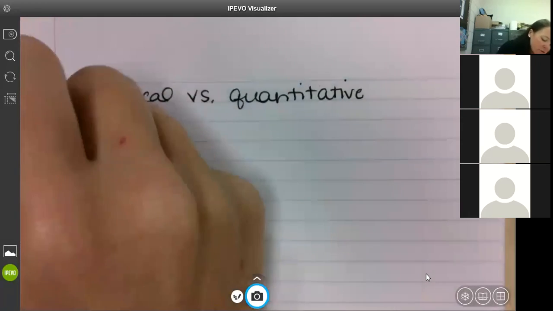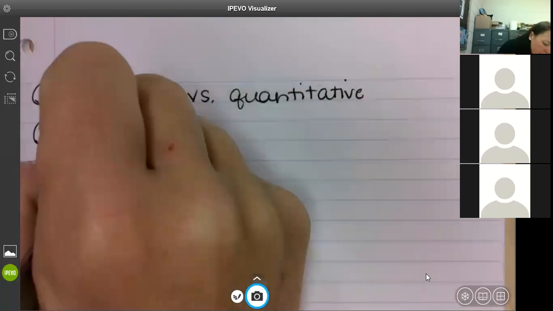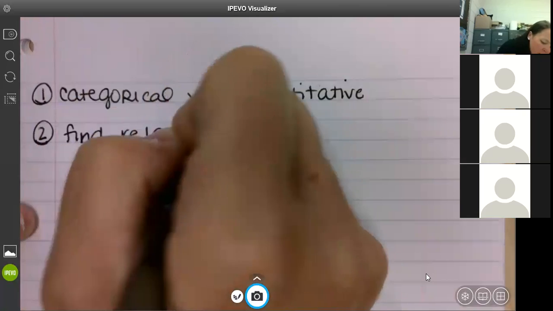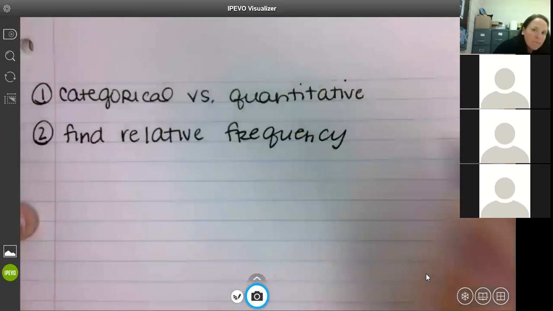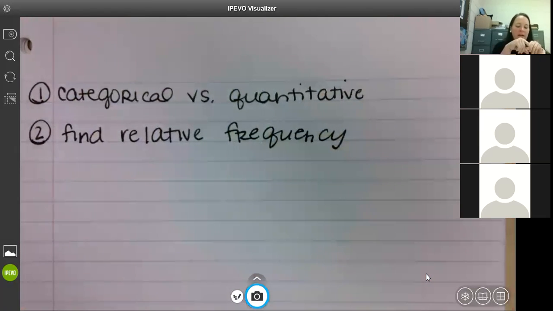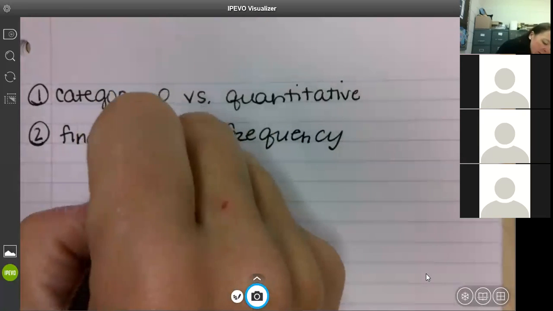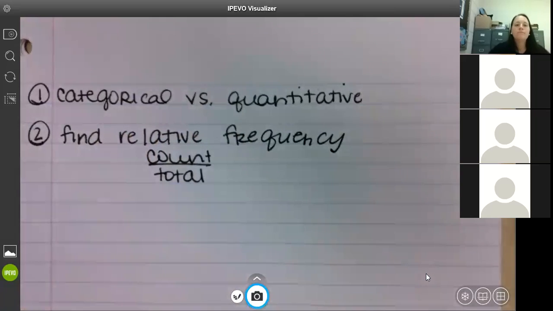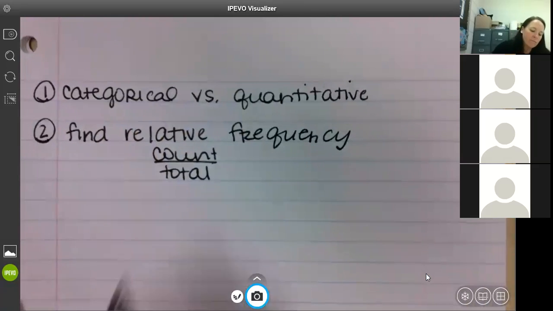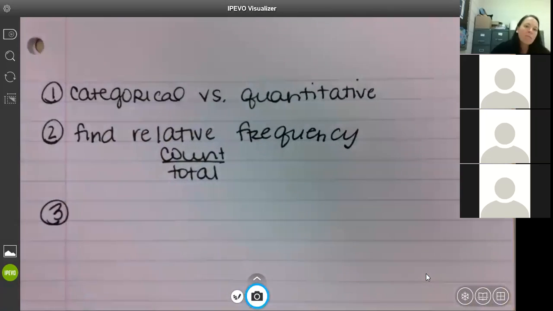The second one, you need to be able to find relative frequency. Remember, the formula for that is the count over the total.